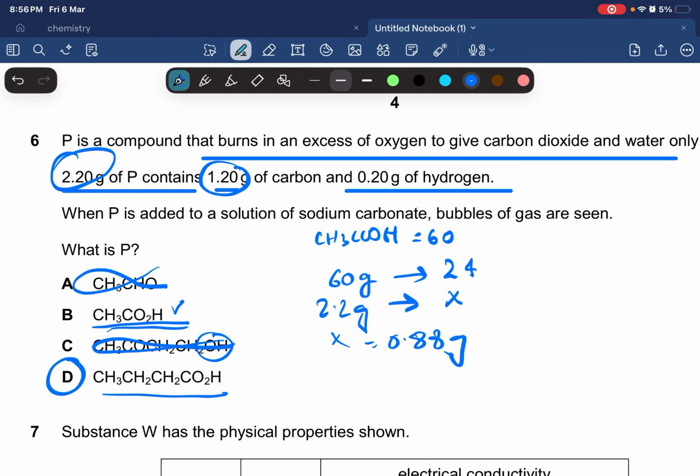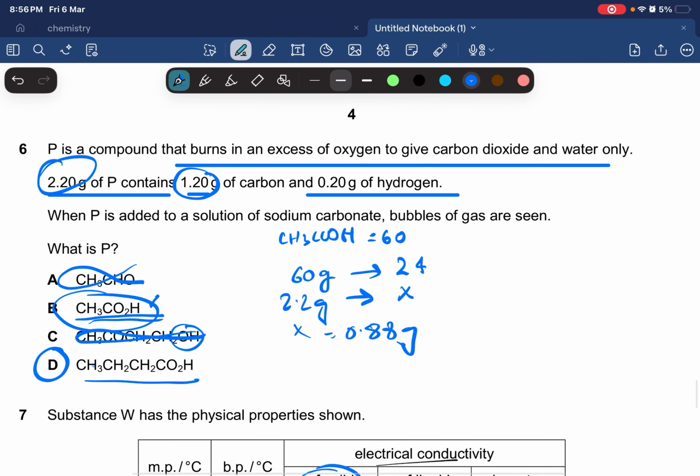I didn't even have to do anything. I just proved that option B was wrong. But still, for you guys, I'm gonna prove that option D is correct. How do I prove it? I know it's 1, 2, 3, 4. It's butanoic acid. So first I'm gonna calculate CH3, CH2, CH2, COOH. First I'm going to calculate the MR for butanoic acid. That's going to be 12 times 4 plus 8 plus 16 plus 16, and that's 88.